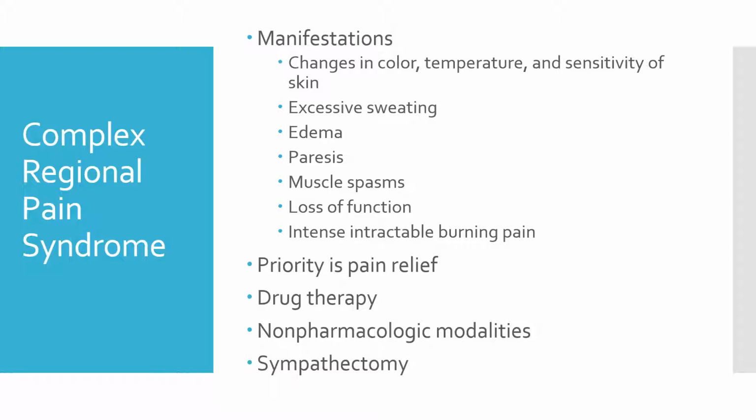Complex regional pain syndrome, also known as reflex sympathetic dystrophy, is a very poorly understood dysfunction of the central and peripheral nervous system that leads to severe and chronic pain. It could be genetic. Most often it results from fractures or other traumatic musculoskeletal injury from a previous injury.